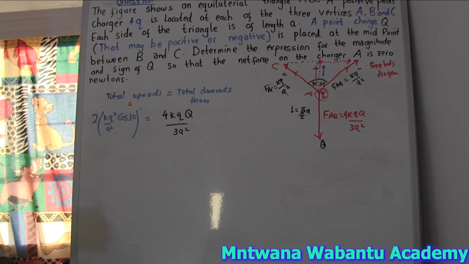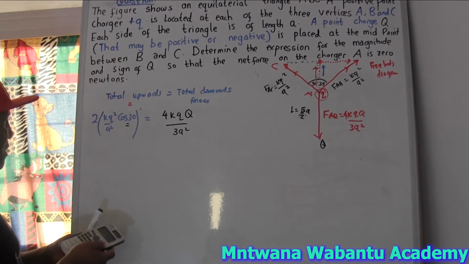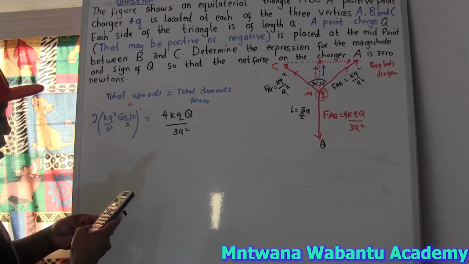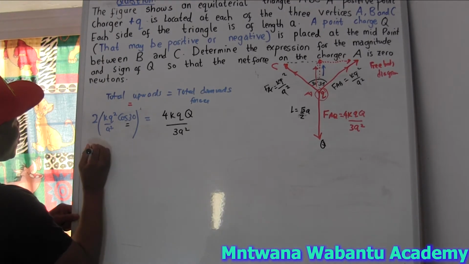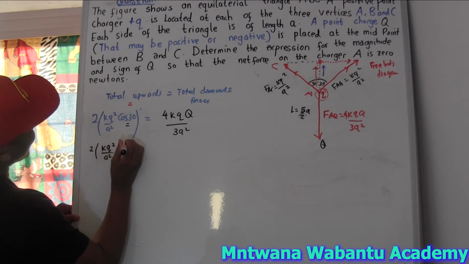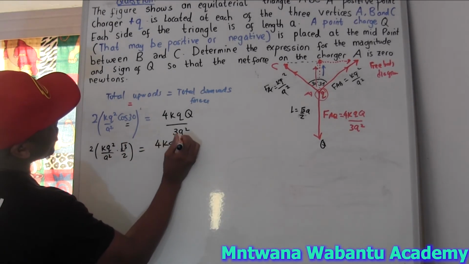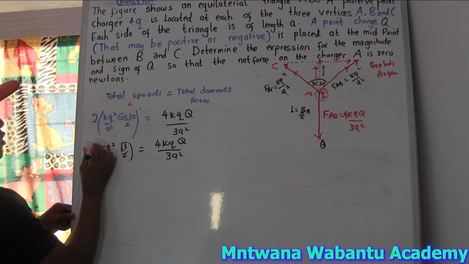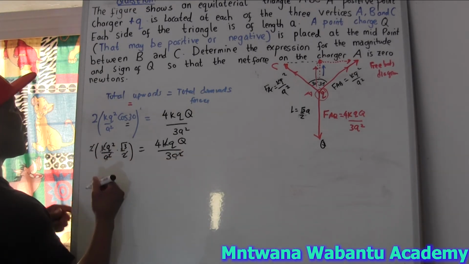So we can cancel some of the stuff. And we know cos of 30. What is cos of 30? I think it's square root of 3 over 2 if I'm not mistaken. Cos of 30 is square root of 3 over 2. So this is going to be 2 times k q squared over a squared times square root of 3 over 2 equal to 4k q times bigger Q over 3a squared. So we can cancel some of the stuff. 2 and 2 cancel, k and k cancel, a squared cancel.